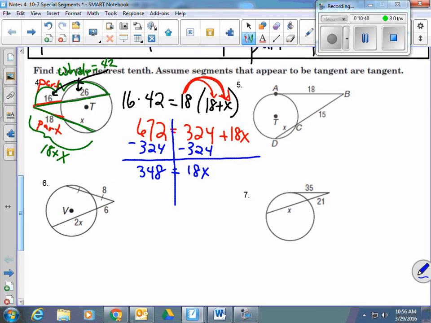Now what? Divide by 18. So x equals what? 19.3 repeated. 19.3 repeating. That means that right here, this is 19.3. Okay, I want you to try number 6.